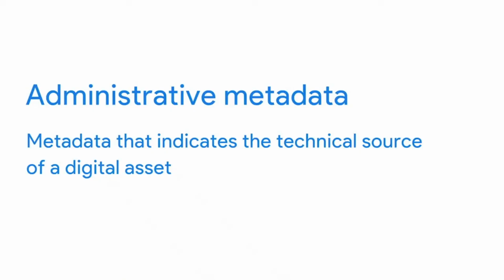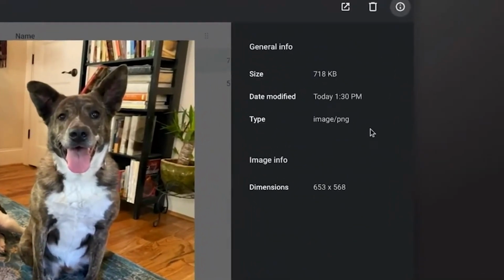Administrative metadata is metadata that indicates the technical source of a digital asset. When we looked at the metadata inside the photo, that was administrative metadata. It showed you the type of file it was, the date and time it was taken, and much more.